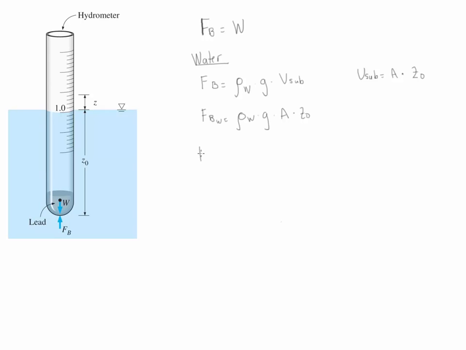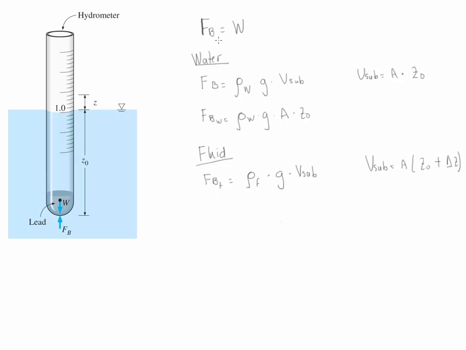If we do this analysis for any other fluid, the buoyancy force for that other fluid is going to be the density of the fluid times g times the volume that is submerged. For any other fluid, the depth is not going to be Z0 anymore, but it's going to be simply an addition of Z0 plus a delta Z. Notice that the weight of the hydrometer does not change.